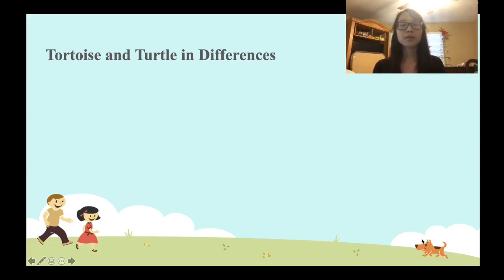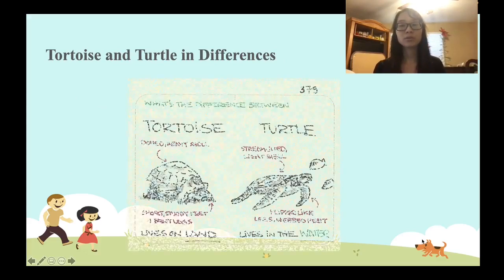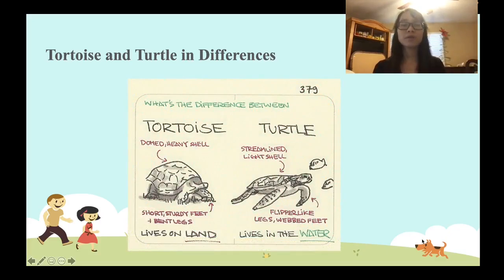For the differences of the tortoise and the turtle, we have the symbol differences. For the shell, the tortoise has a dome, heavy shell, and for the turtle, their shell is light and streamlined. About the feet of the tortoise, they are short, sturdy, and bent legs. For the turtle, their feet are flipper-like, webbed feet, and most tortoises live on land, but most turtles live in the water.